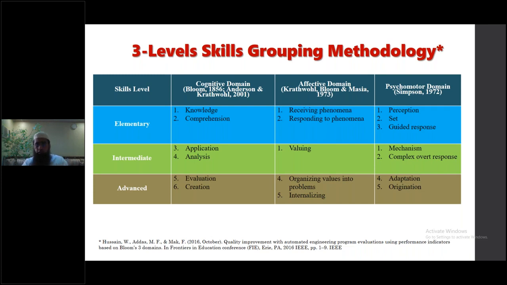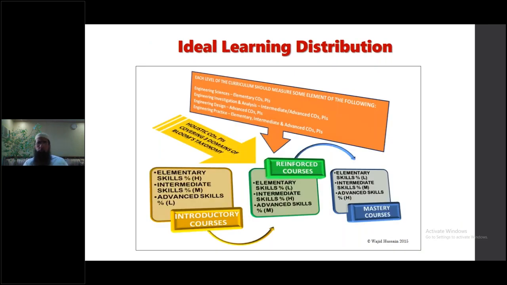So we have a comprehensive and holistic education process with three learning domains covering the whole human concept of education, and we have three basic levels of learning. Now, if you look at what we call the ideal learning distribution, we have in the curriculum introductory courses, which could be 100, 200 level courses, reinforced courses, which could be the 300 level courses, and mastery level courses could be the 400 level courses, or whatever the structure is in the curriculum. And by the titles of these courses and their levels, they're introducing some concepts, reinforcing knowledge or skill, and mastery or competence in some other course levels.